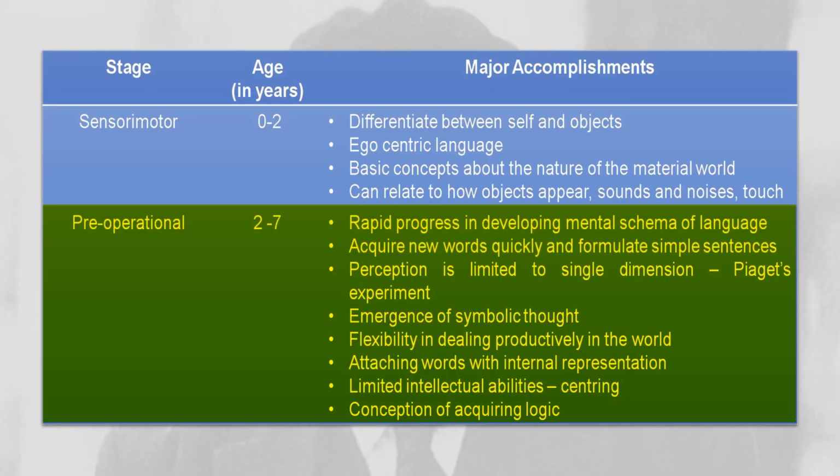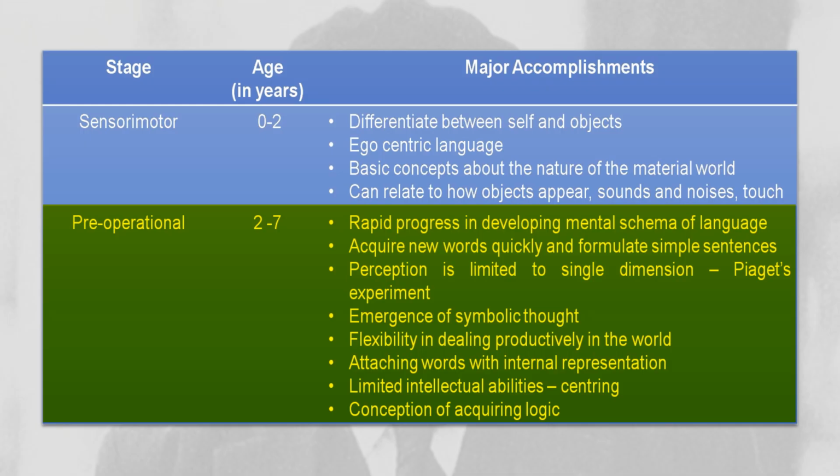Piaget experiments this by hiding an object under a pillow to see if the baby can find it. The next stage of development is the pre-operational stage, when the child is between the age of 2 to 7 years. At this stage, the child makes a swift progress in developing the mental schema of language. By now, they quickly acquire new words and attempt to construct simple sentences accompanied by overgeneralizations.